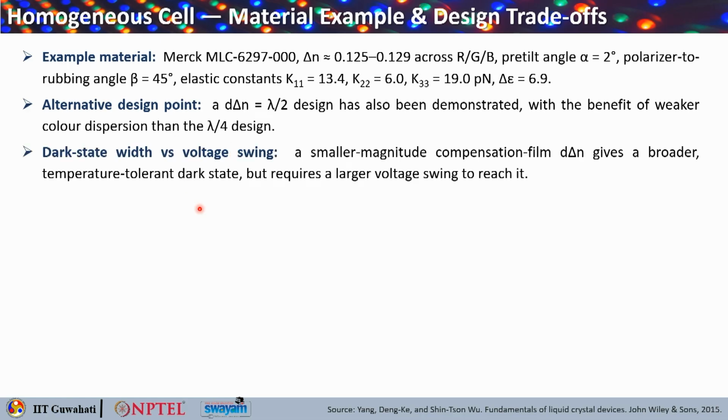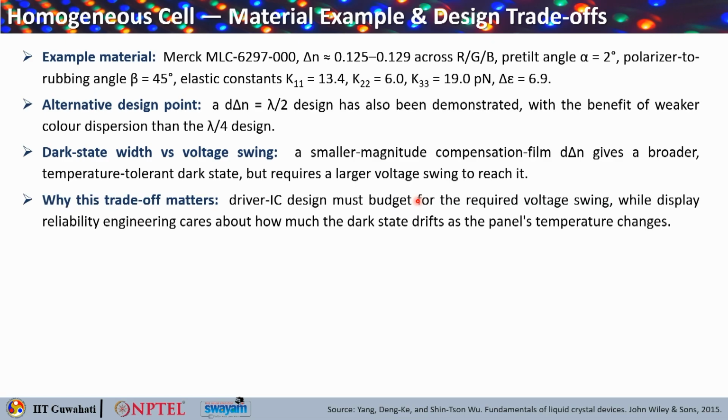The dark state width, how it changes with the voltage swing. So, if you consider a smaller magnitude composition film d delta n, that will give you a broader temperature tolerant dark state. However, it requires a larger voltage swing to reach it. So, why does this trade off matter? Because the driver IC design should also budget for this kind of required voltage swing.